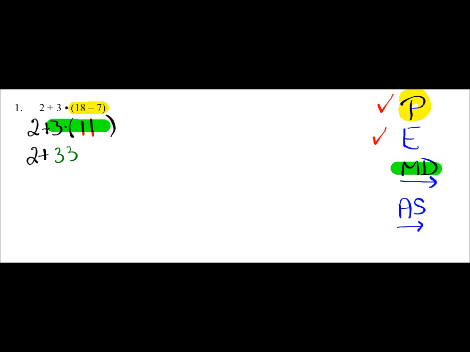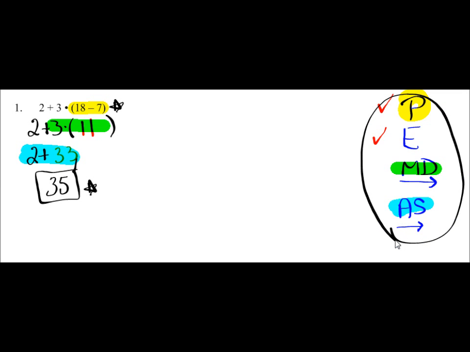Now the final step of my recipe says that I should look for addition and subtraction. Well, I do have addition right here. 2 plus 33. 2 plus 33 is 35. And so in simplest form, the expression that I had right up here is 35. Notice that all I really did was I followed this recipe, PEMDAS. I started with the parentheses, exponents, multiplication, division, and then addition and subtraction. I'm just following the rules.